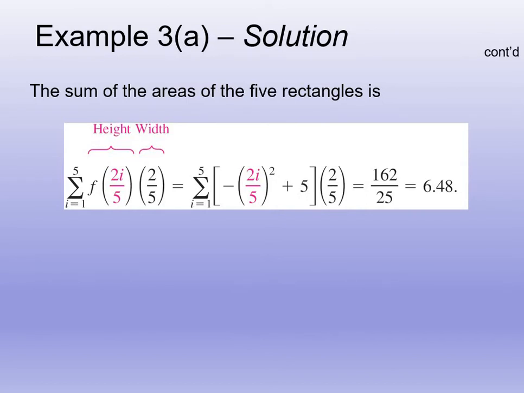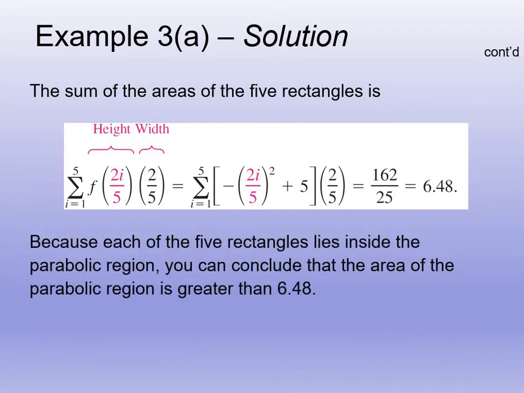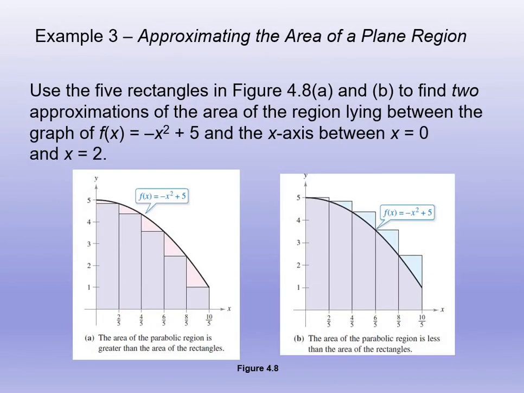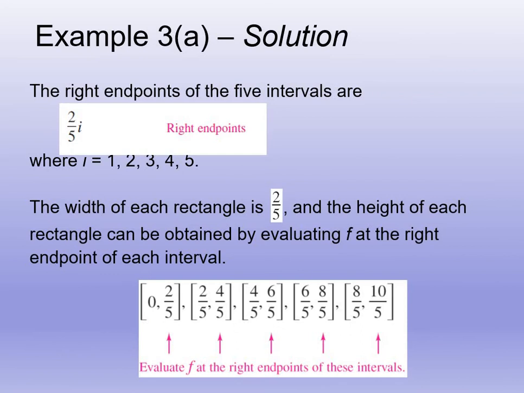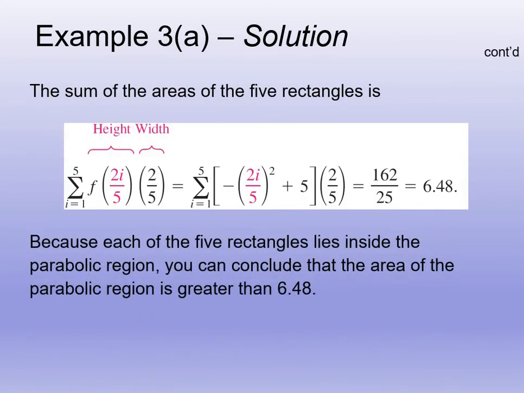So what does that 6.48 represent? That's the area under the curve from 0 to 2. I'm going to step back. We're looking at figure 4.8, looking at A here. We just calculated the area under the curve using the rectangle approximations. So from 0 to 2, the area under the curve of negative x squared plus 5. We just calculated that area there, okay?